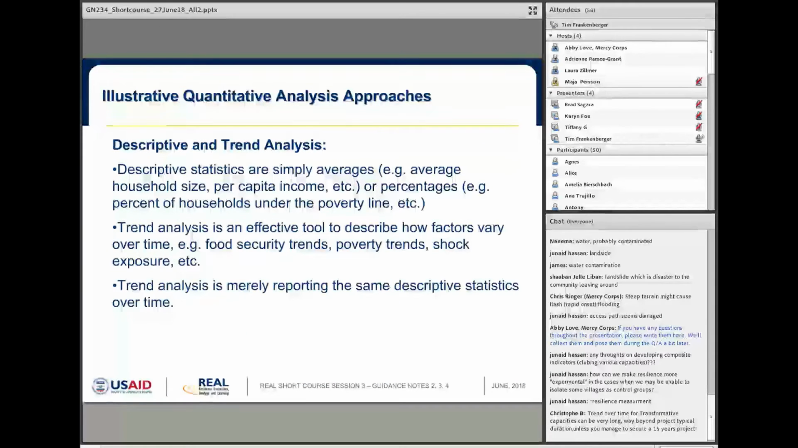Some illustrative quantitative analysis approaches. We use descriptive statistics, which are simply averages or percentages, to understand how many households are below the poverty line, what the household size is, the per capita income, etc. We use trend analysis as an effective tool to describe how factors vary over time. Are people getting poorer over time? Is their food security getting worse over time? Is shock exposure getting worse over time? Trend analysis is merely reporting the same descriptive statistics over time.